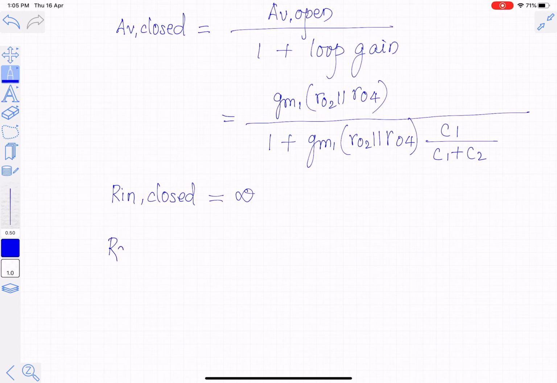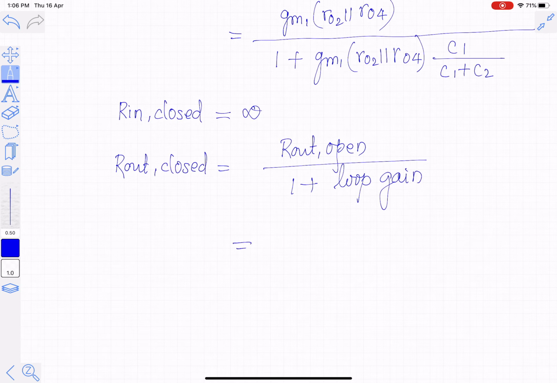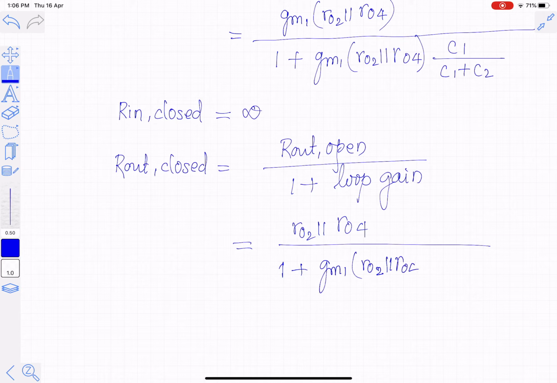And R out closed, we have seen that the output impedance reduces by factor 1 plus loop gain. So R out open divided by 1 plus loop gain, which is equal to R out open, RO2 parallel RO4, divided by 1 plus loop gain, GM1 RO2 parallel RO4 into C1 divided by C1 plus C2.